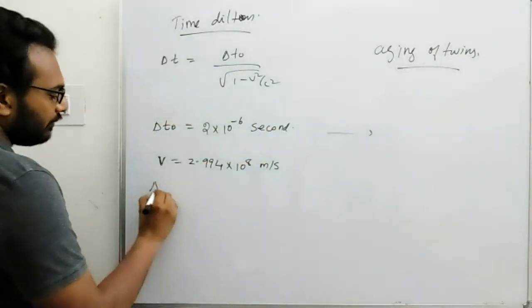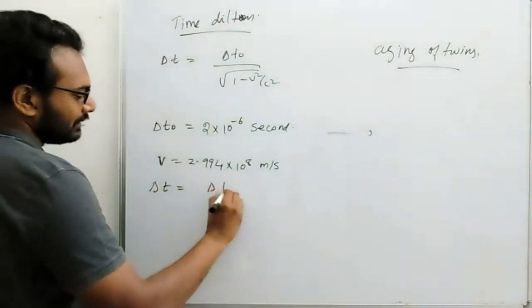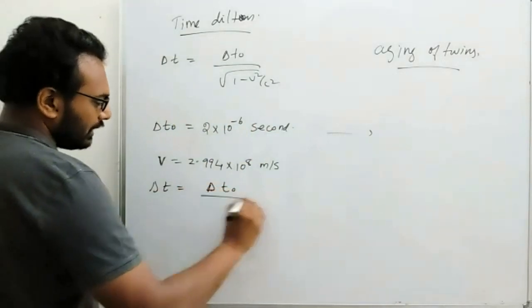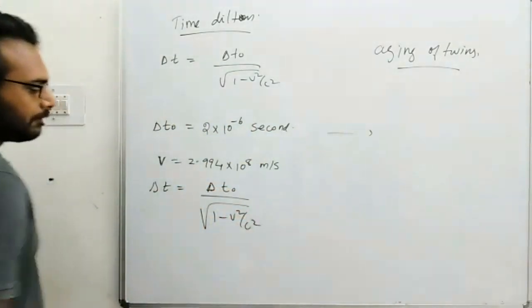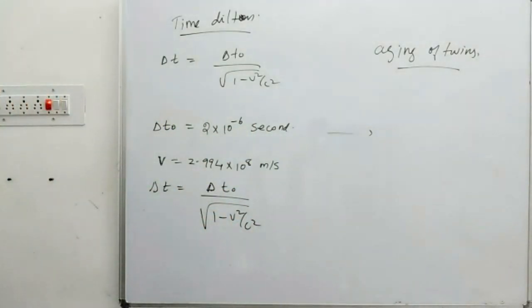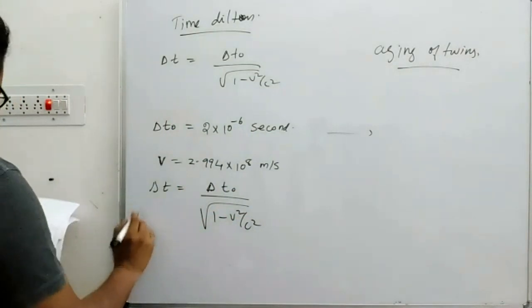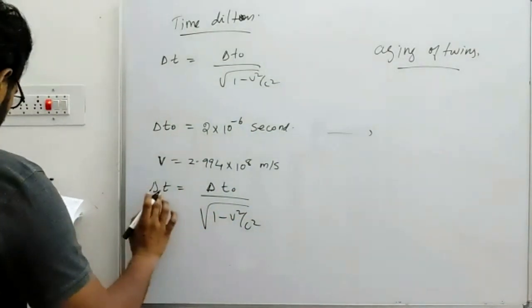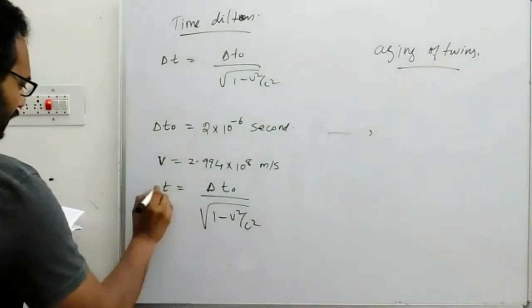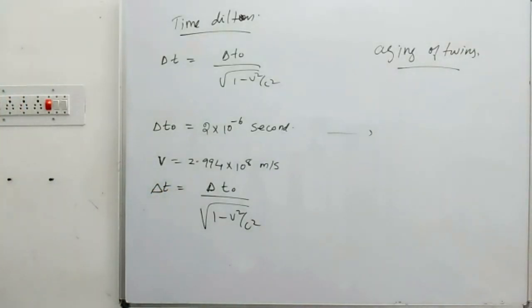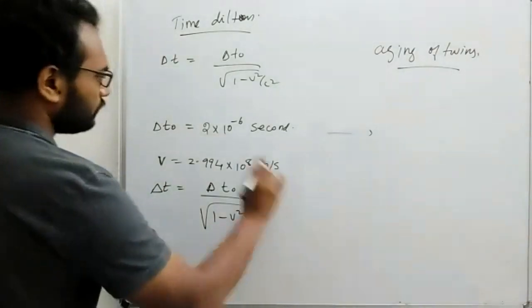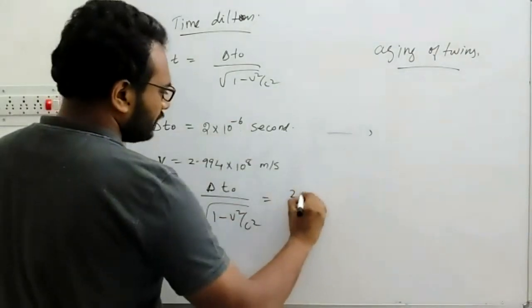And what happens to lifetime? You know that lifetime gets changed according to this formula: delta t0 divided by square root of 1 minus v square by c square. Does it increase or decrease? You see that the lifetime actually increases. I hope this is clear.